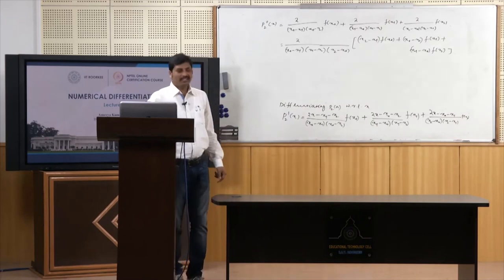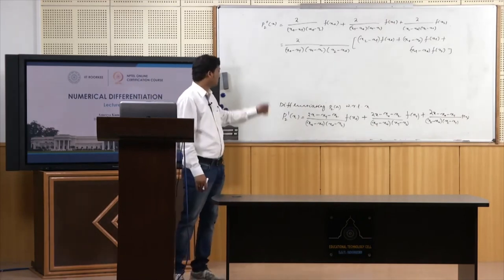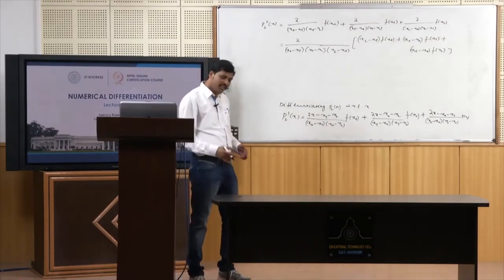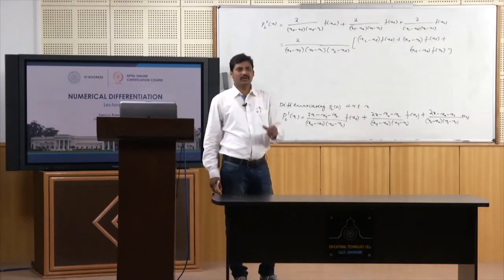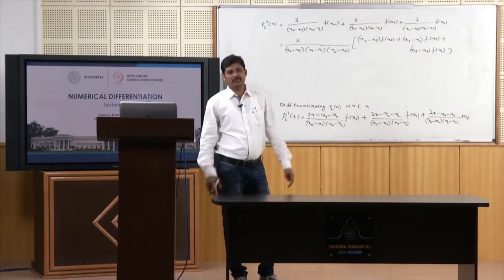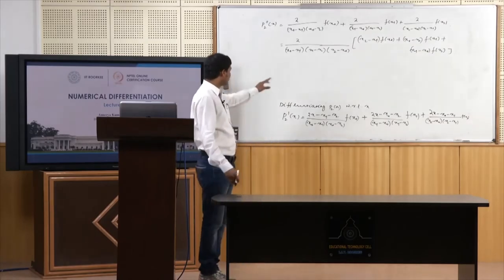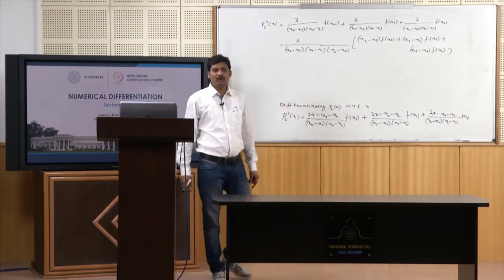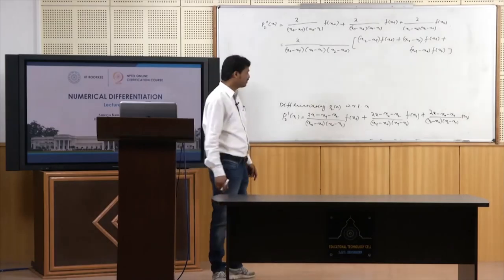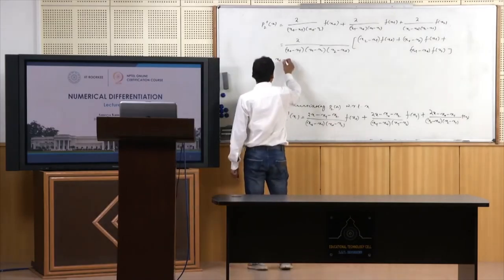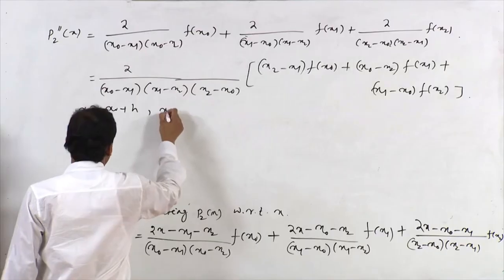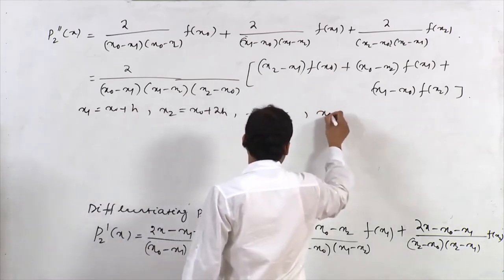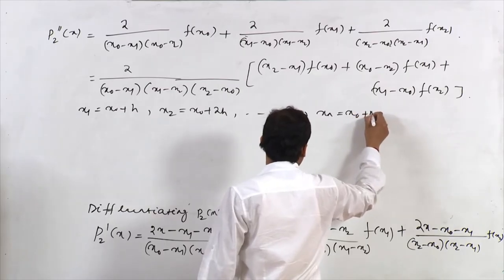So, based on this, we can also say that if all these points are equally spaced, sometimes we say that the Lagrange interpolating polynomial can be applicable both for equispaced points and unequispaced points. In this case, we have considered that all points may be unequally spaced. If we consider that all the points are equally spaced, we can consider x 1 equals x 0 plus h, x 2 equals x 0 plus 2 h, and likewise x n equals x 0 plus n h here.